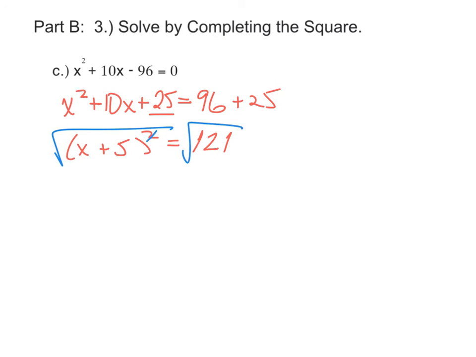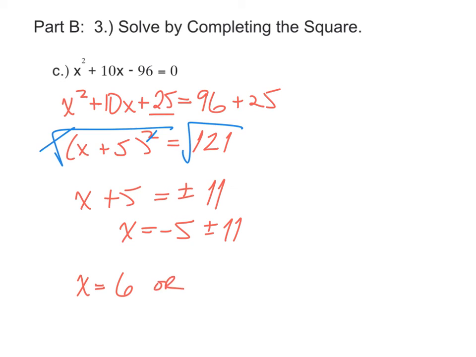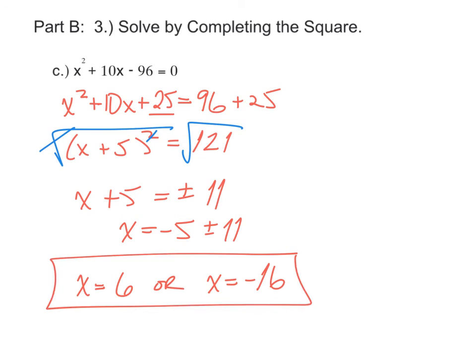Square root to get rid of the square. X plus 5 is equal to plus or minus 11. And now subtract 5 from both sides and come up with the solution. So x is negative 5 plus 11 or negative 5 minus 11. And there's the two solutions.